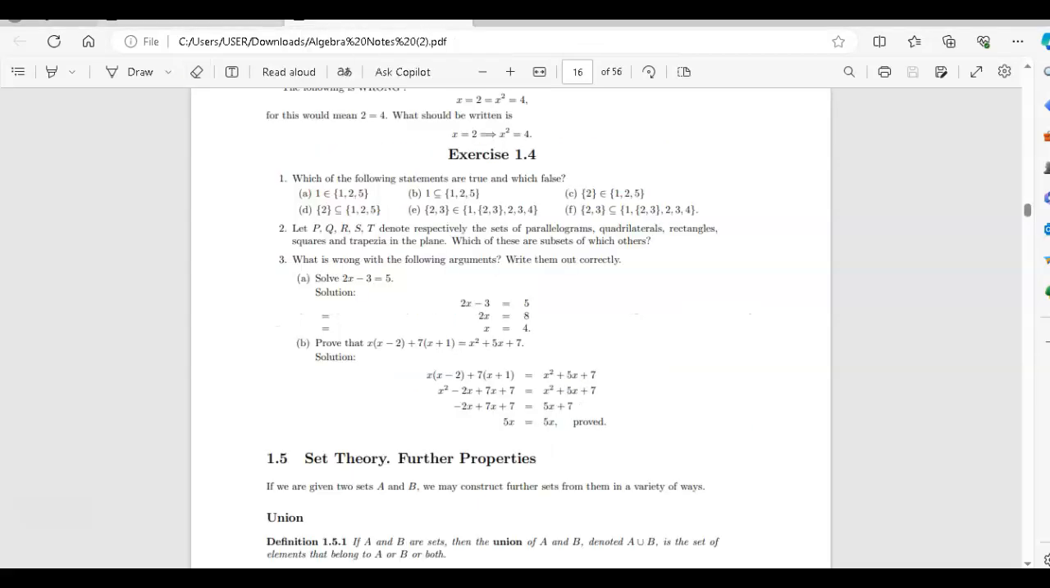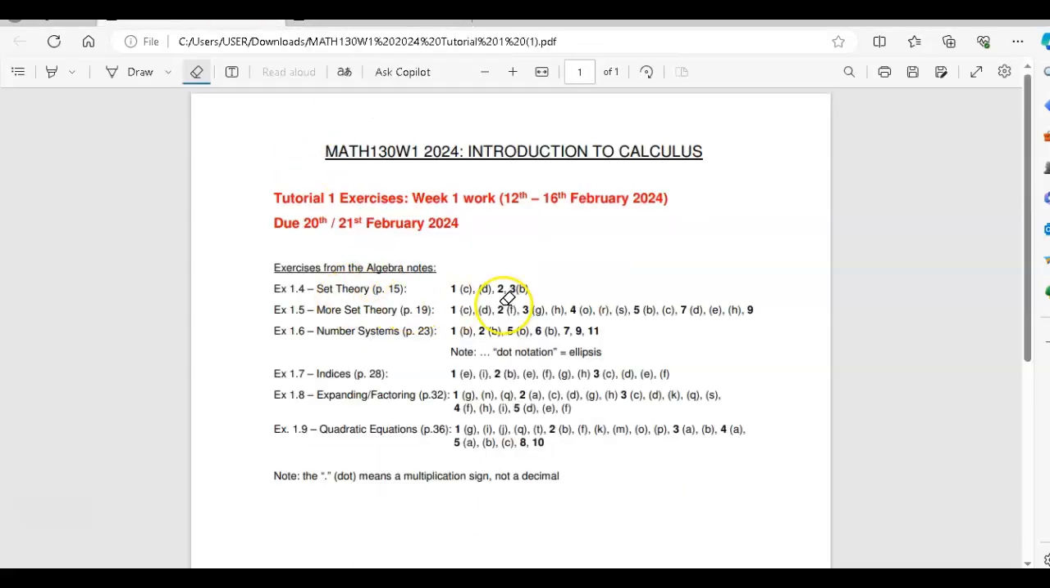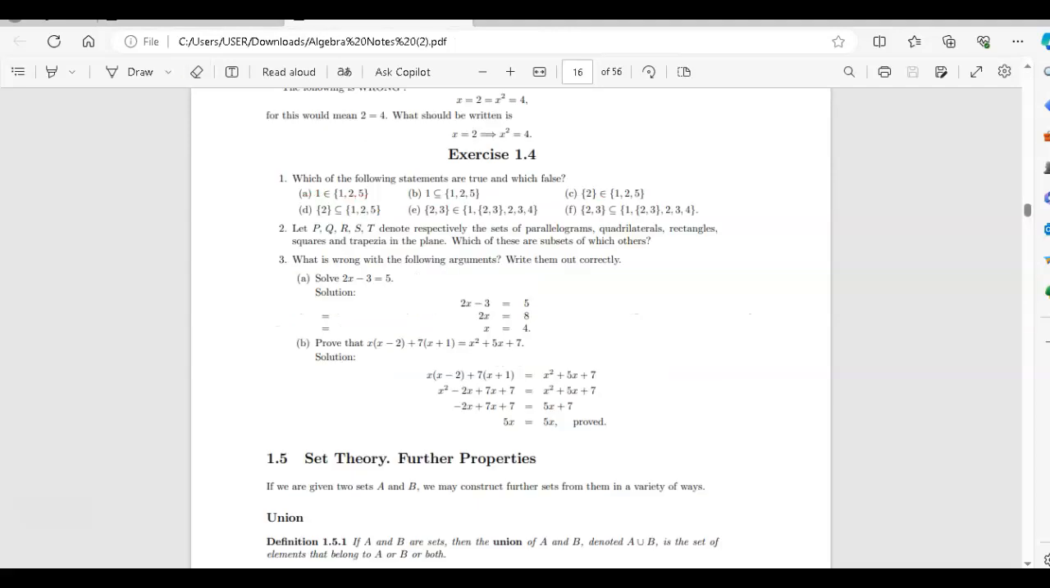Alright, so the first question we're going to do is 1.4, which is 1C. Now 1C, what does it say? Is the set {2} an element of {1, ..., 5}? Straight away I say it's false, because of the brackets around the 2. It's basically saying the set {2} is an element of 1 to 5.